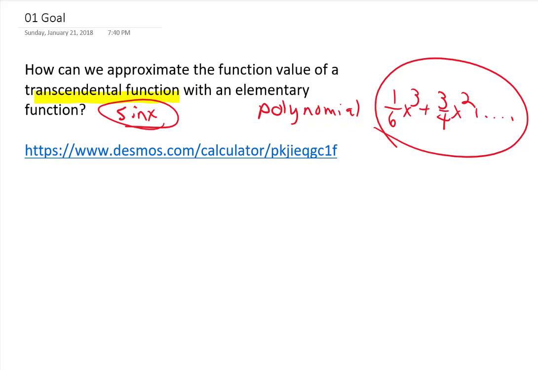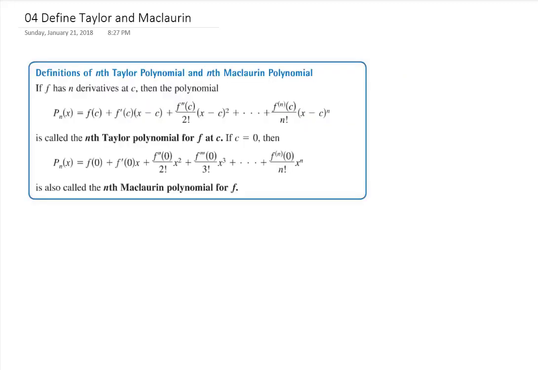Instead of going through how we came about this, we're going to skip over that for time's sake. These are two very special polynomial functions that will approximate certain transcendental functions. This is called a Taylor polynomial or a Maclaurin polynomial. They're really the very same. The only difference is where they are centered.